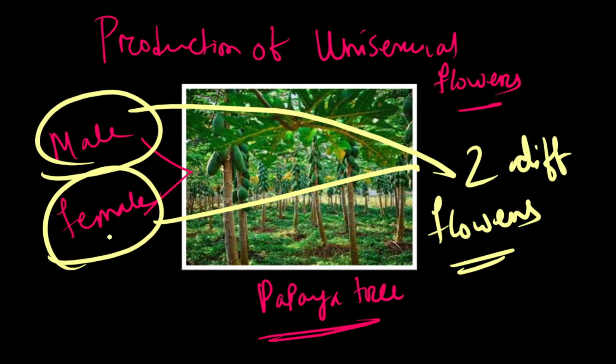The male flower consists of anthers, or stamens precisely. Female flowers consist of pistil. So these flowers, which have only one sex organ, are called dioecious flowers.